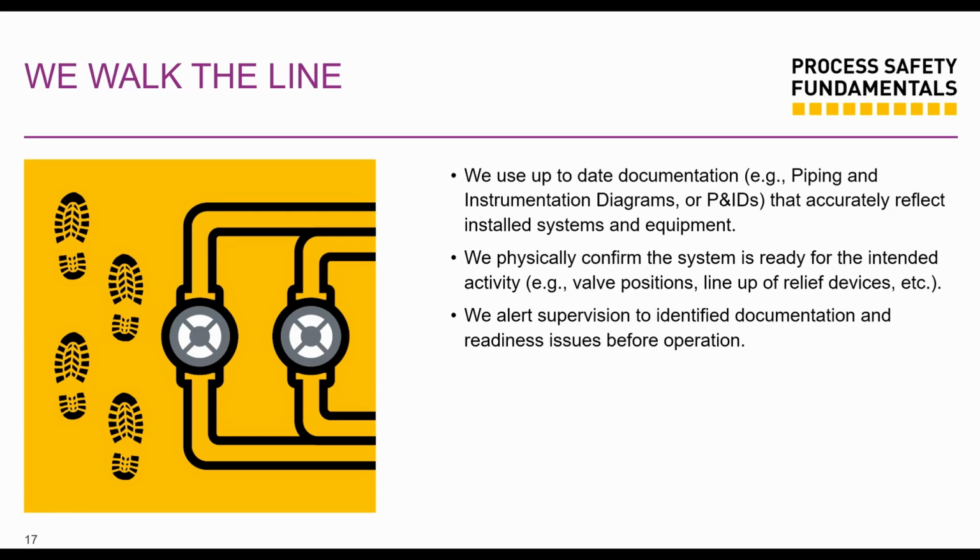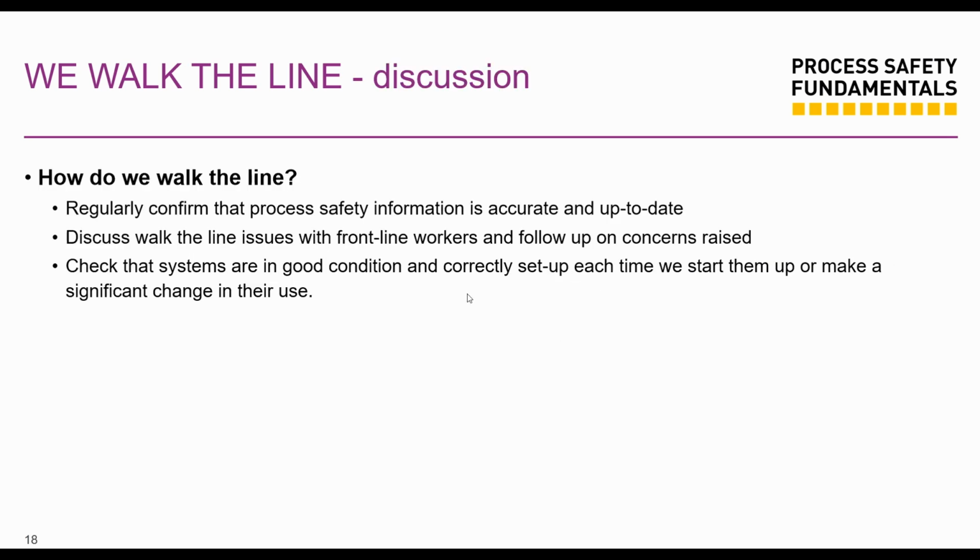So we want to make sure that we're walking the line before we start a lot of these tasks. It's very, very key. And so how do we do that? Regularly confirm that our PSI, process safety information, our P&IDs, PFDs, our heat and material balance, and so many others, are accurate and up to date. There needs to be, because stuff is changing on the site. And then we discuss these walk the line issues with all the frontline workers.